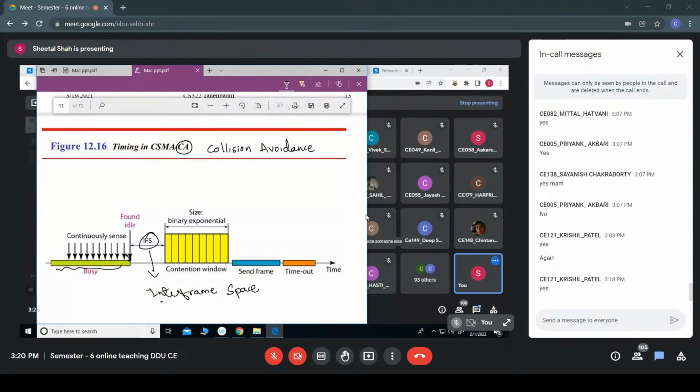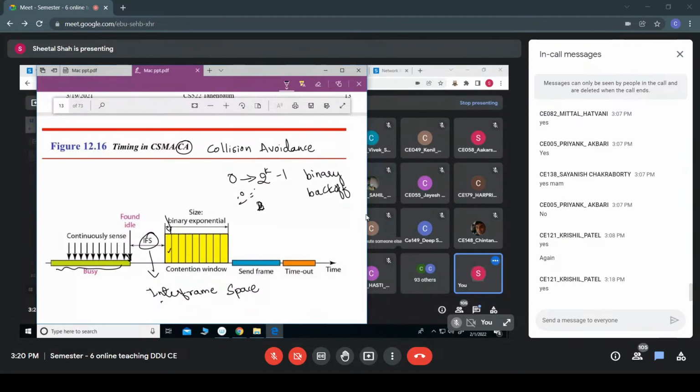Here, the contention window ranges from 0 to 2 raised to k minus 1, for the first time, and it uses the binary exponential backoff algorithm. That means the first time, k would be 0. So 2 raised to 0 is equal to 1, and 1 minus 1 would be 0. That means after the interframe space, immediately it would start transmitting.